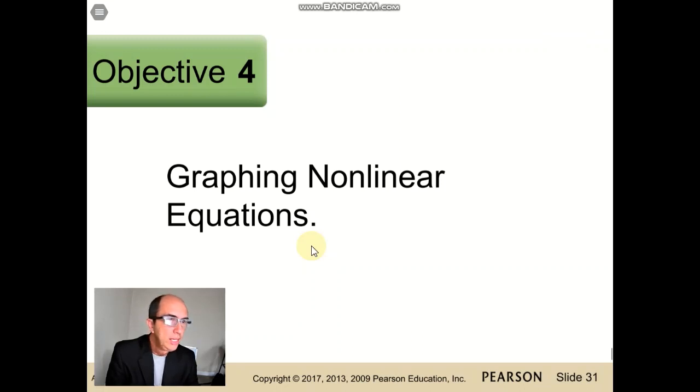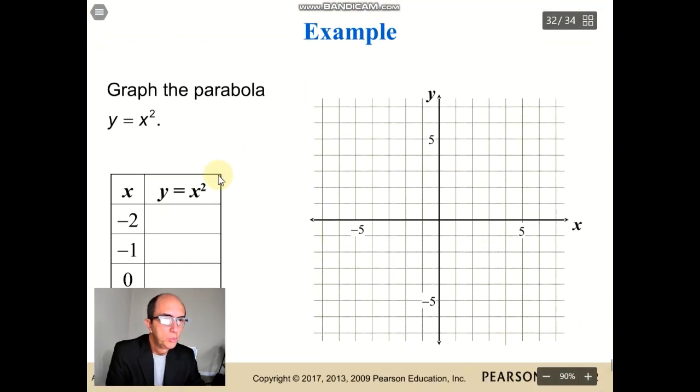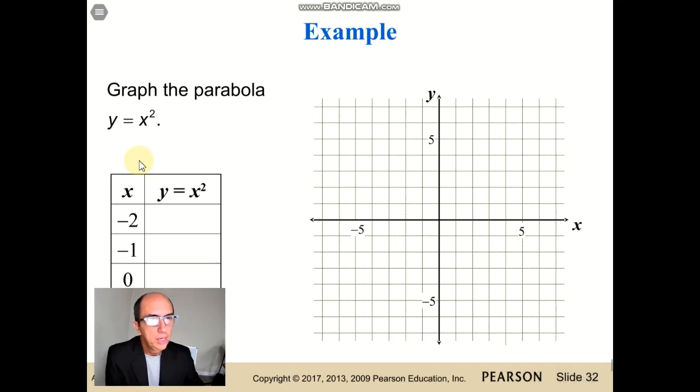Graphing non-linear equations. This is objective number 4. To graph non-linear equations, we need to work out this table, and we need to assume more values for x. Remember that we've assumed for linear equation 3 values for x and found y. Now we're gonna assume more values for x, 5, 6 values for x, and plot to find the graphic of a nonlinear equation.